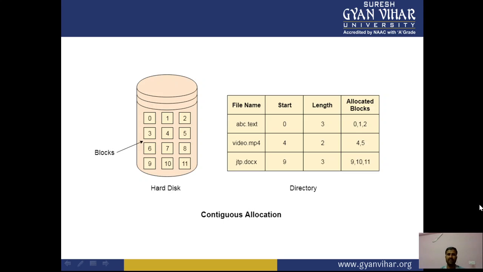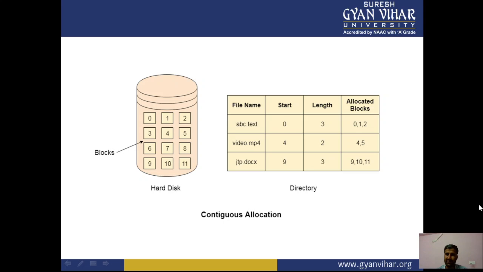There is another file, the video.mp4 file, and the starting point is 4, and the length required is 2 blocks, right? So only blocks 4 and 5 are used over there. Like the JTB.docs file, starting from 9 with a length of 3. So it means that only 9, 10, and 11 are used over there. This is the contiguous allocation, right?